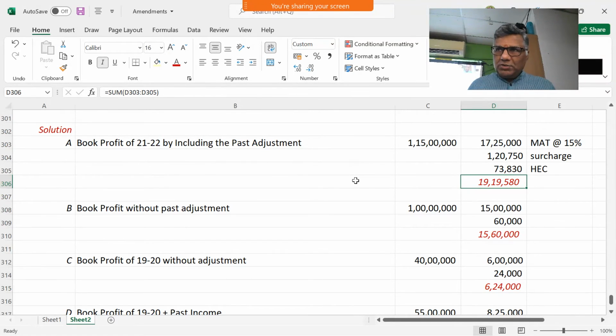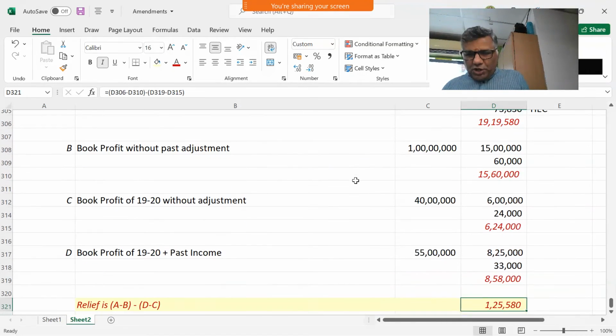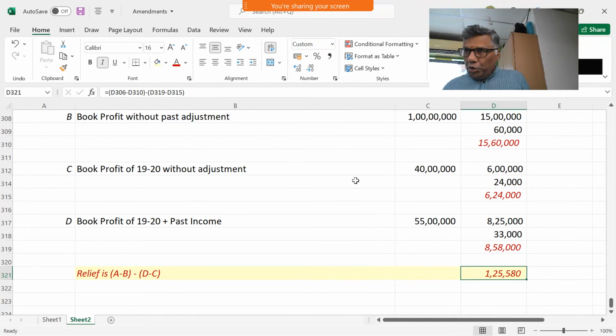If the whole answer comes as negative, there is no relief. Relief is zero. The question asked is when will I not get relief: if the answer comes as negative, then it will be zero. Sir, negative will come.